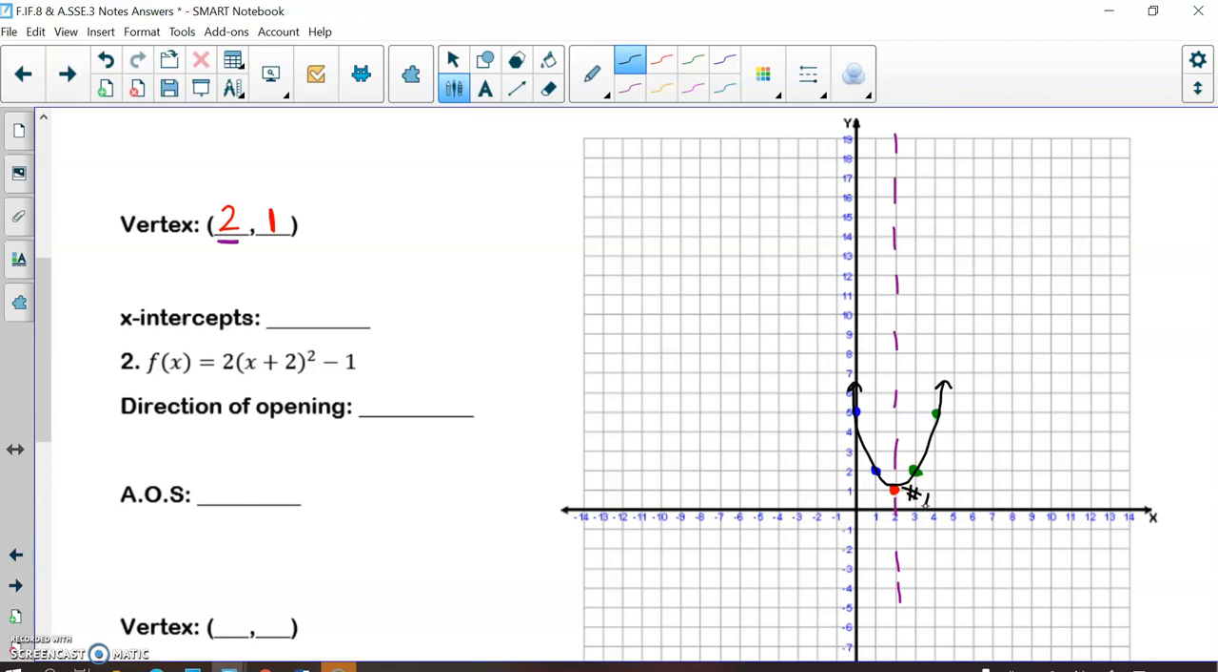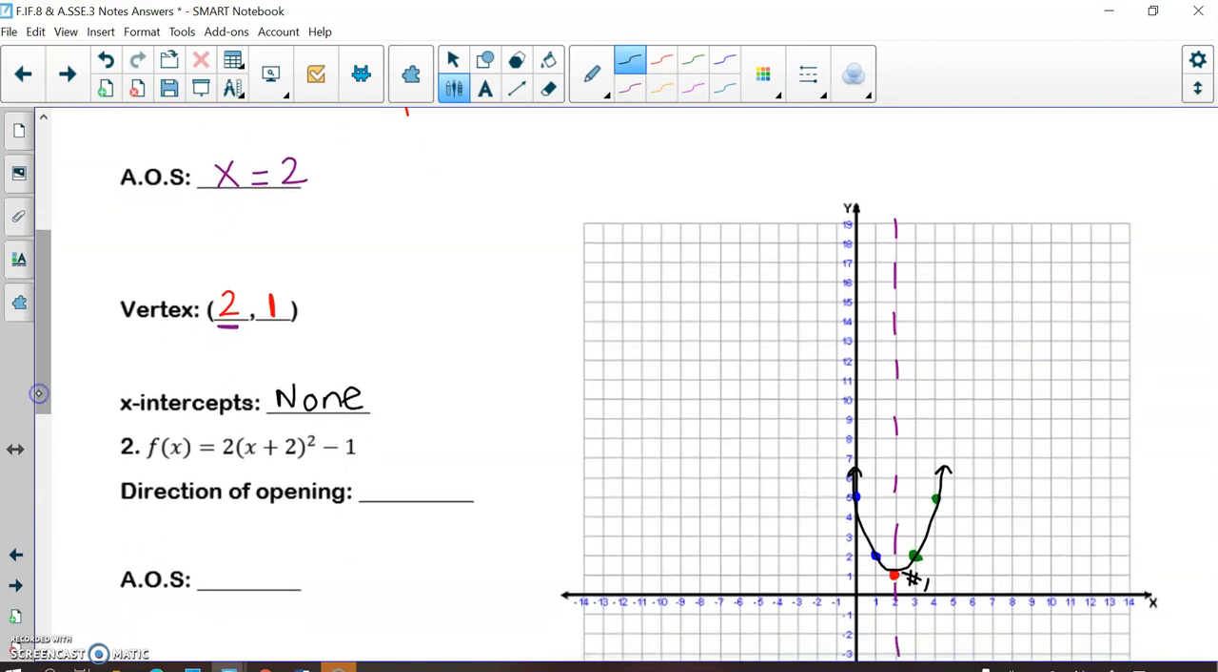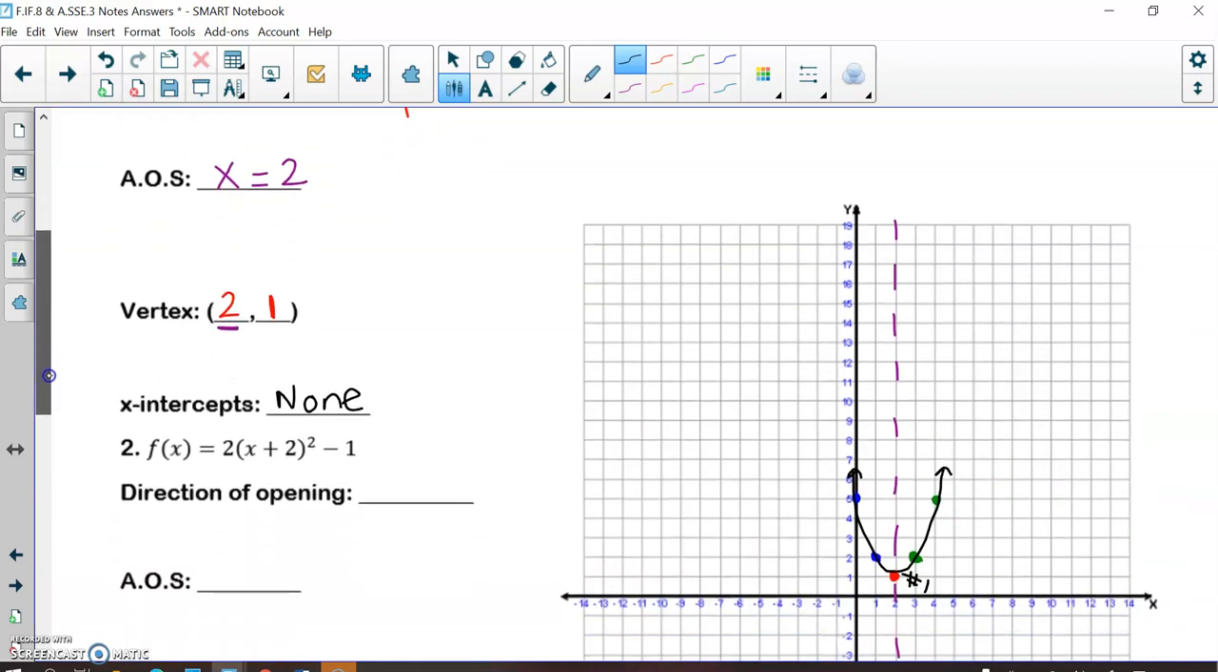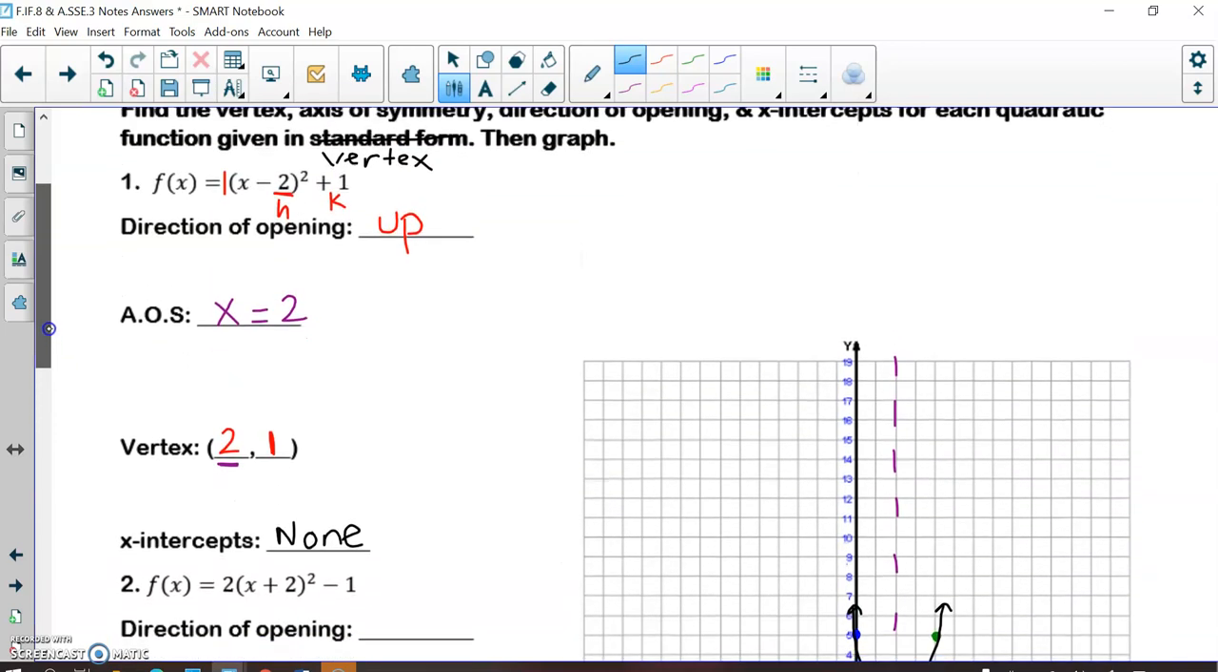Now, we should notice that this parabola is not going to have any x-intercepts. So right away we can write that the x-intercepts are none. There's no real number solutions here, and for x-intercepts we can just write none because there are no real x-intercepts and there are no imaginary x-intercepts here. This graph's not going to cross the x-axis, so there are no x-intercepts.